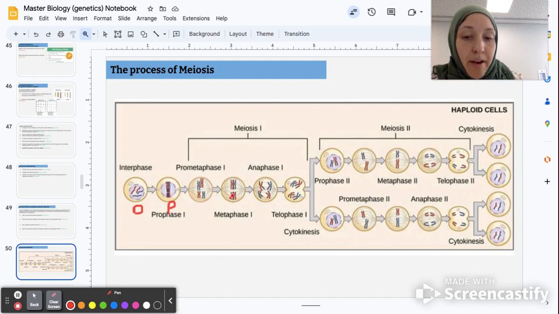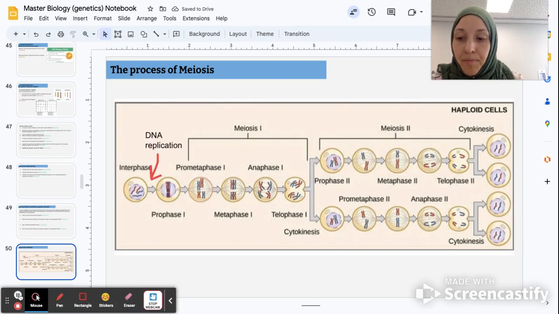Homologous chromosomes are paired. So my long chromosome pairs with my long chromosome, my short chromosome pairs with my short chromosome. So maybe you might be confused, Miss Lisa, why are they like X's now? That's because right here, DNA replication happens.